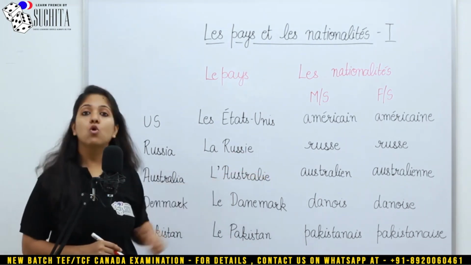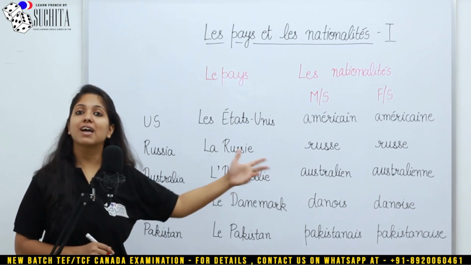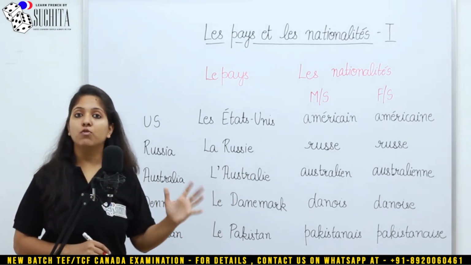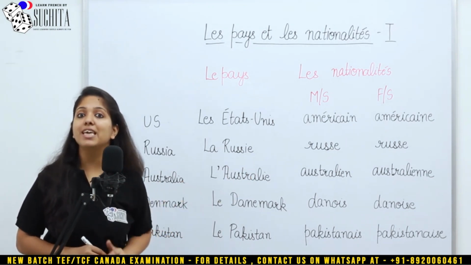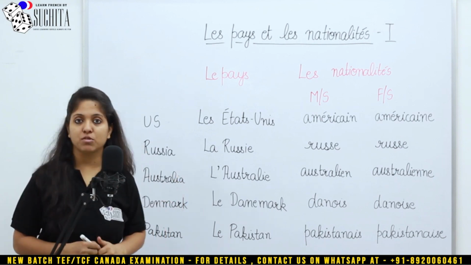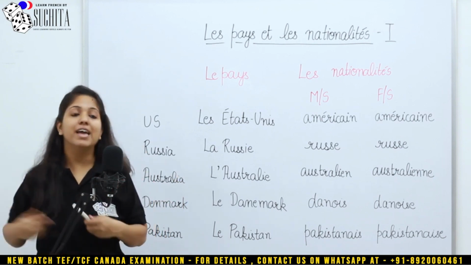L'Australie. Australien, Australienne. Now, if you see, Australien is ending with EN. So, in order to make it feminine, we will apply E-double-N-E. So, Australien, Australienne.